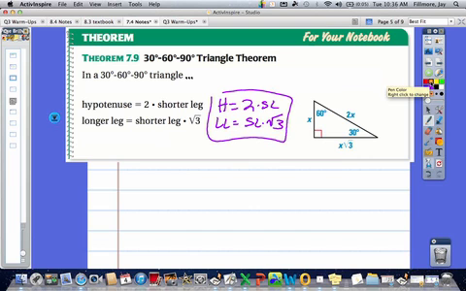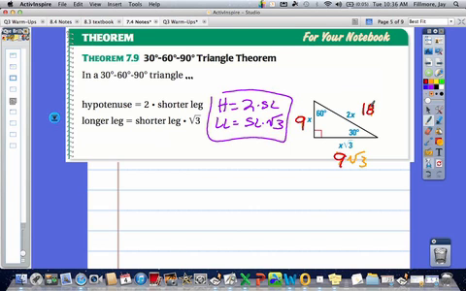So let's say the short leg is 7. Well, this would be 7 root 3, and this would be 2 times 7, or 14. And we're finished. It's a very quick problem if you know where the short leg is. Let's say the short leg wasn't 7, let's say it was 9. So this would be 9 root 3, and this would be 9 times 2, or 18.